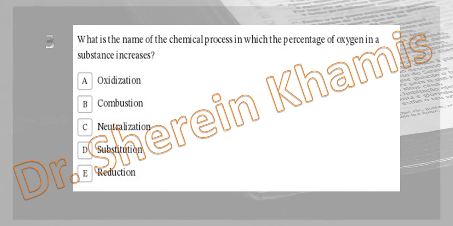Question 3 says, what is the name of the chemical process in which the percentage of oxygen in a substance increases? What happens when we make oxidation? Oxidation means the percentage or the amount of oxygen increases, so we have the oxidation process here. The percentage of hydrogen also decreases. Opposite to it we have the reduction process, in which the percentage of hydrogen increases, and the percentage of oxygen decreases. Okay, let's go on to question 4.